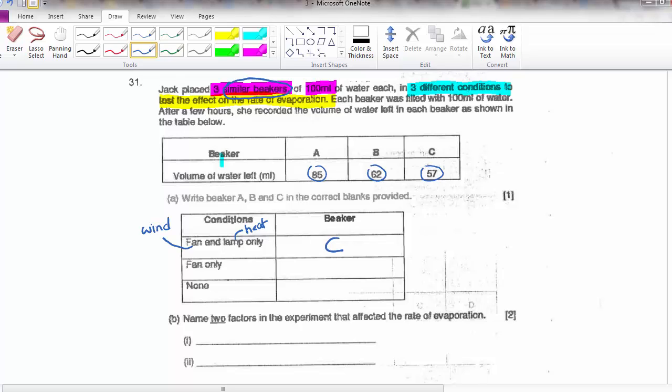fastest. For this second one, it's fan only, so I have wind. So obviously this will be B, because it is the next least amount of water. And for A, because I have none of the conditions, it will evaporate the slowest. It will still evaporate, but it will evaporate the slowest.